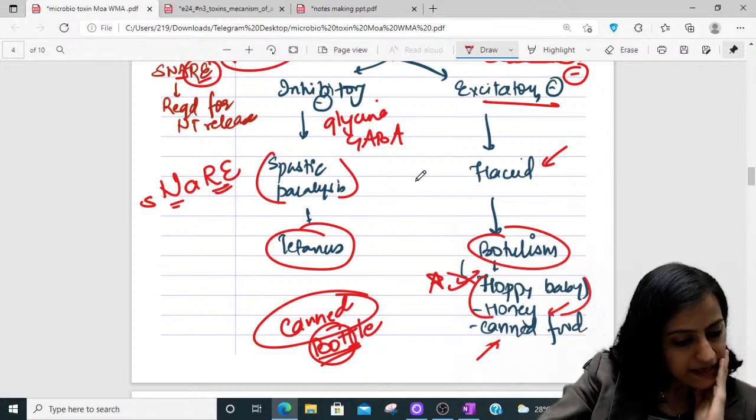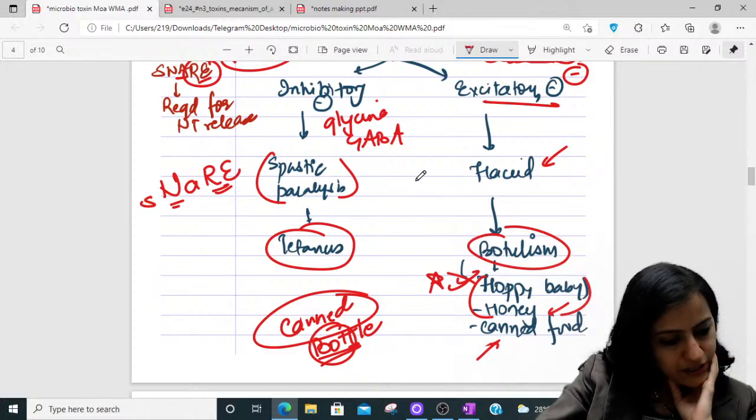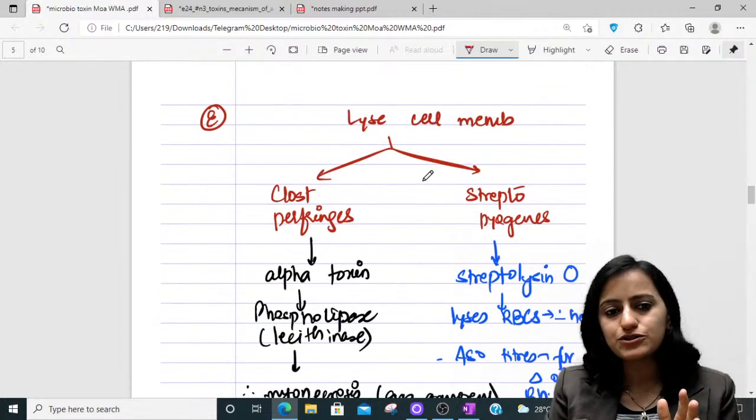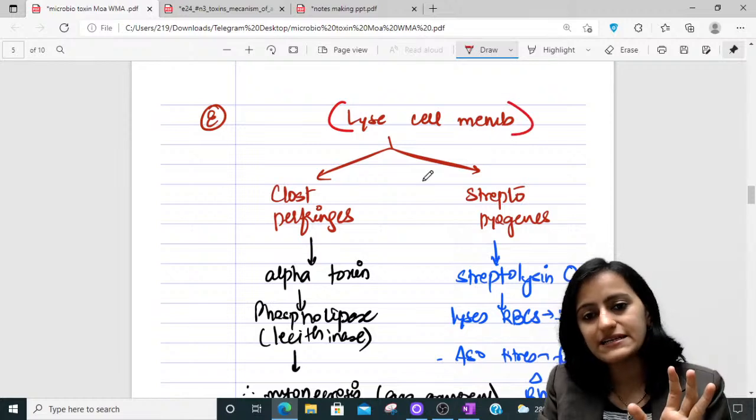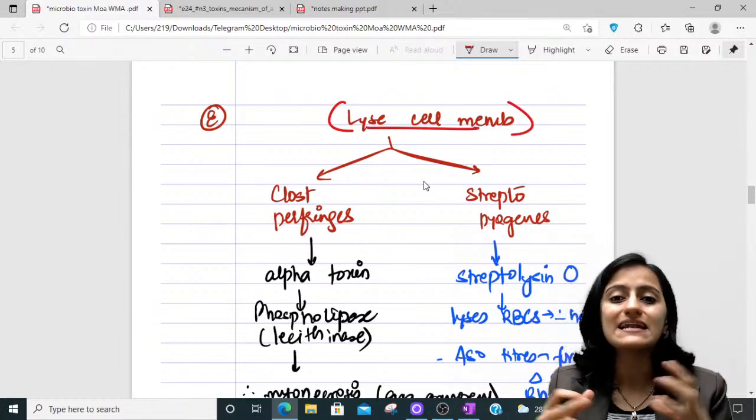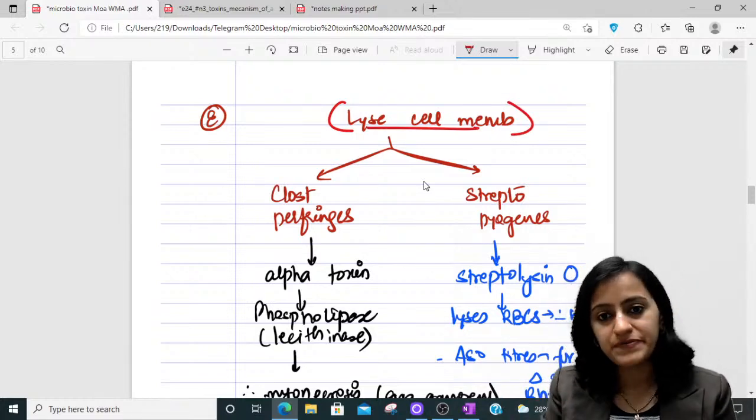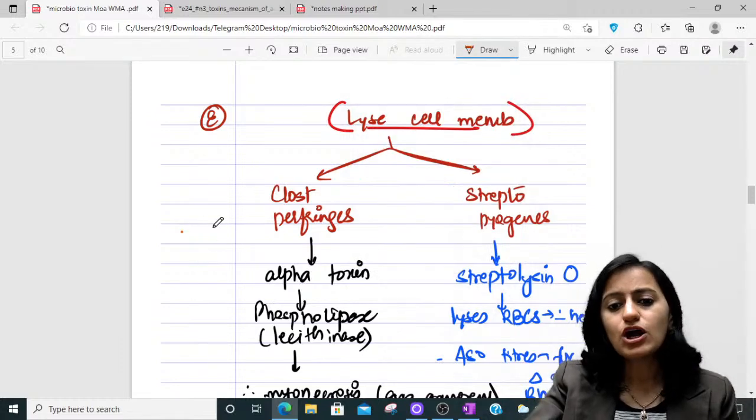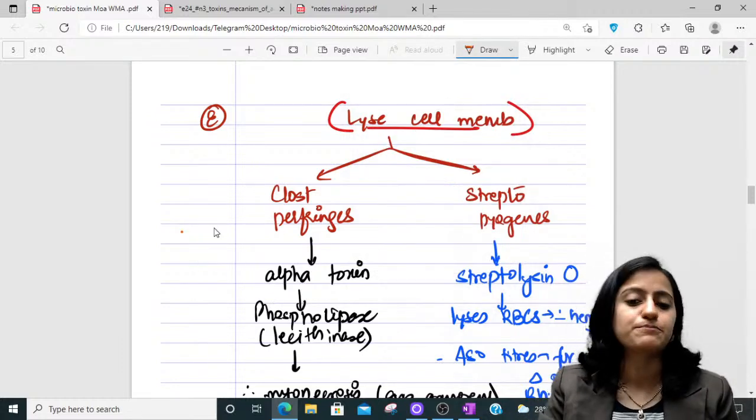Alright. Next one. What do we have? The next one is the last category in exotoxins, the fifth one: the bacteria which act by lysing the cell membrane. Which ones lyse the cell membrane? Clostridium perfringens and Streptococcus pyogenes.